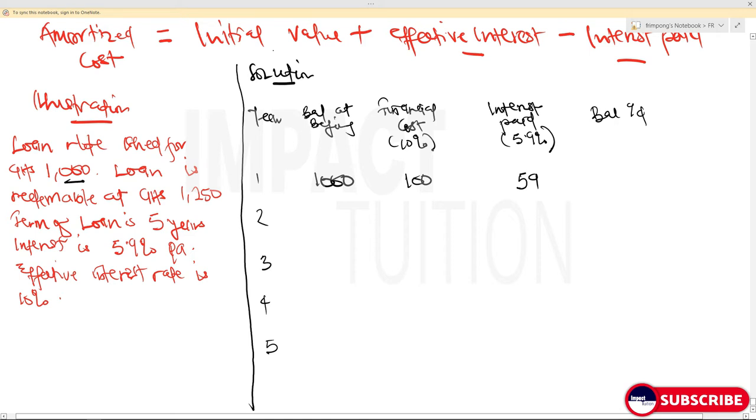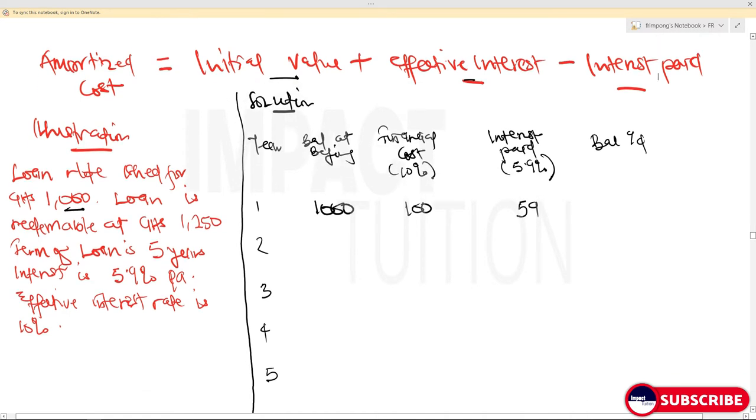Let's refer to the formula. The initial value plus the effective interest rate less the interest paid. So 1,000 plus 100 minus 59 will give us 1,041, and this becomes our opening balance for year 2, 1,041. 10% of this is 104, and this is still 59. And 1,041 plus 104 minus 59 is giving us 1,086.